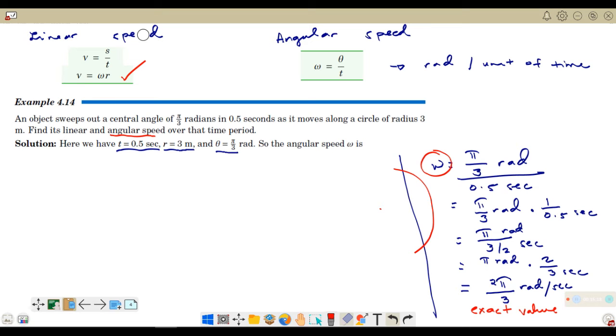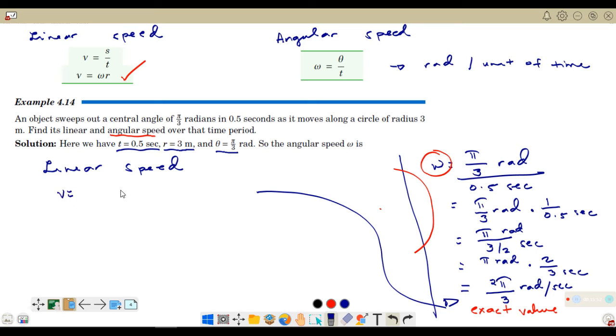Your linear speed will also have an approximated value lang. So, kung exact value yung gagamitin mo, to substitute, to stand as the value of angular speed, exact value rin ng linear speed yung makukuha mo. Okay? So, let's try and solve for the linear speed using our exact value.